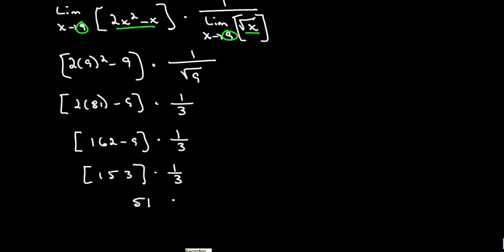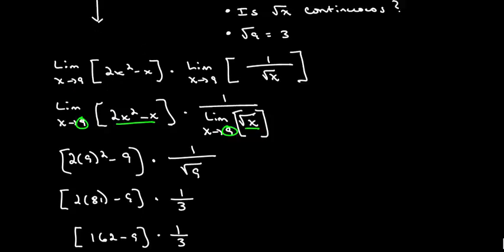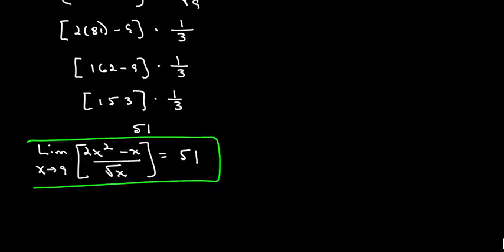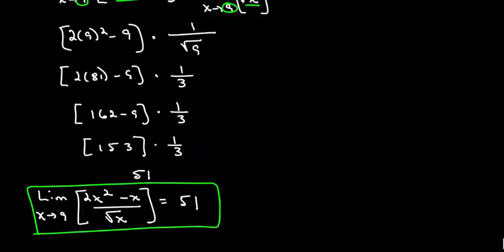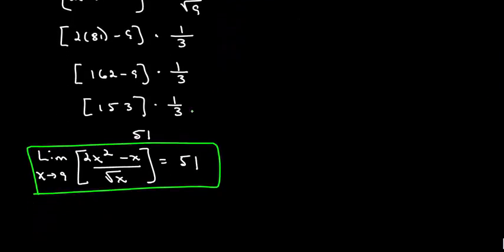Now this is the limit, so at the end you say, okay, the limit as x approaches 9 of 2x squared minus x, that's equal to 51. This is what I'm looking for at the end. Notice I didn't just write 51 and circle it, I wrote what this is equal to. And I need to see all of these steps right here so that I can verify that you're actually doing the problem correctly.